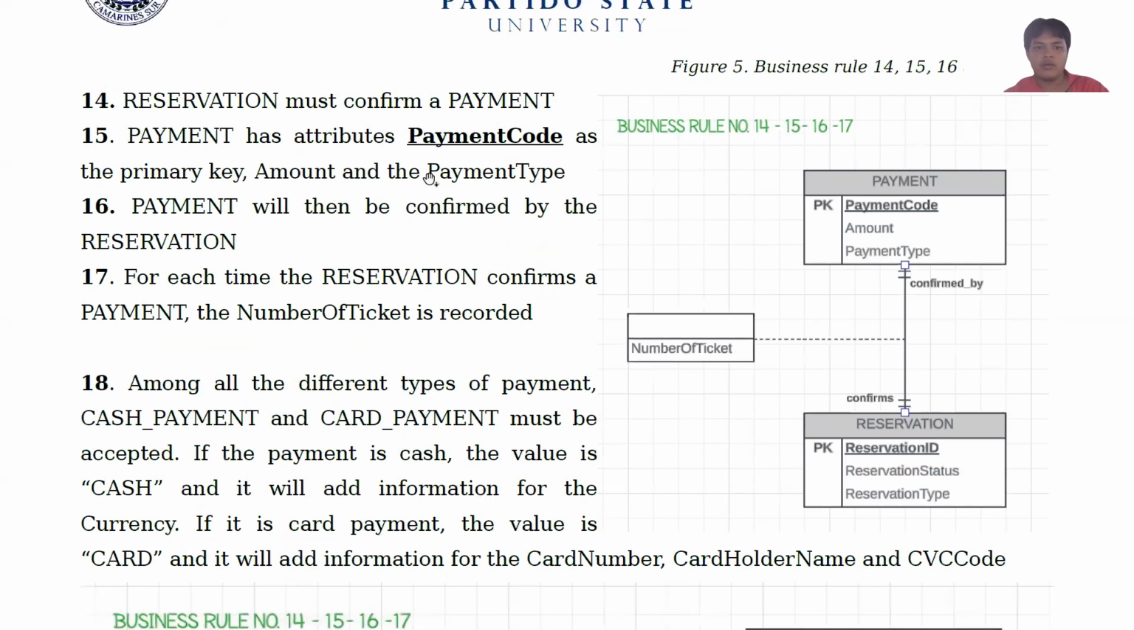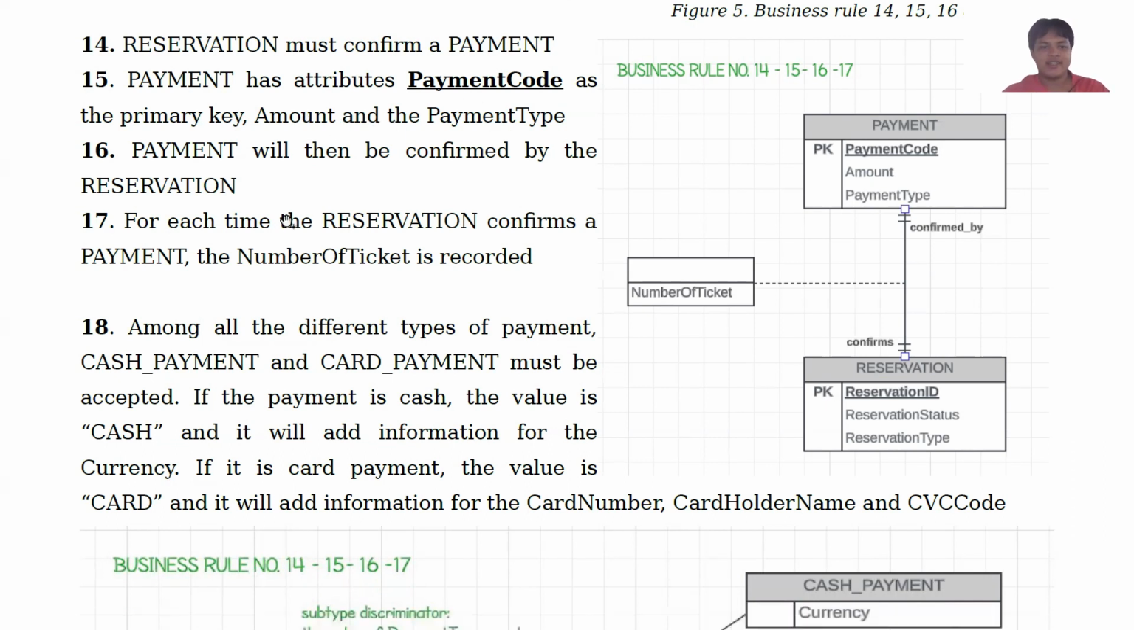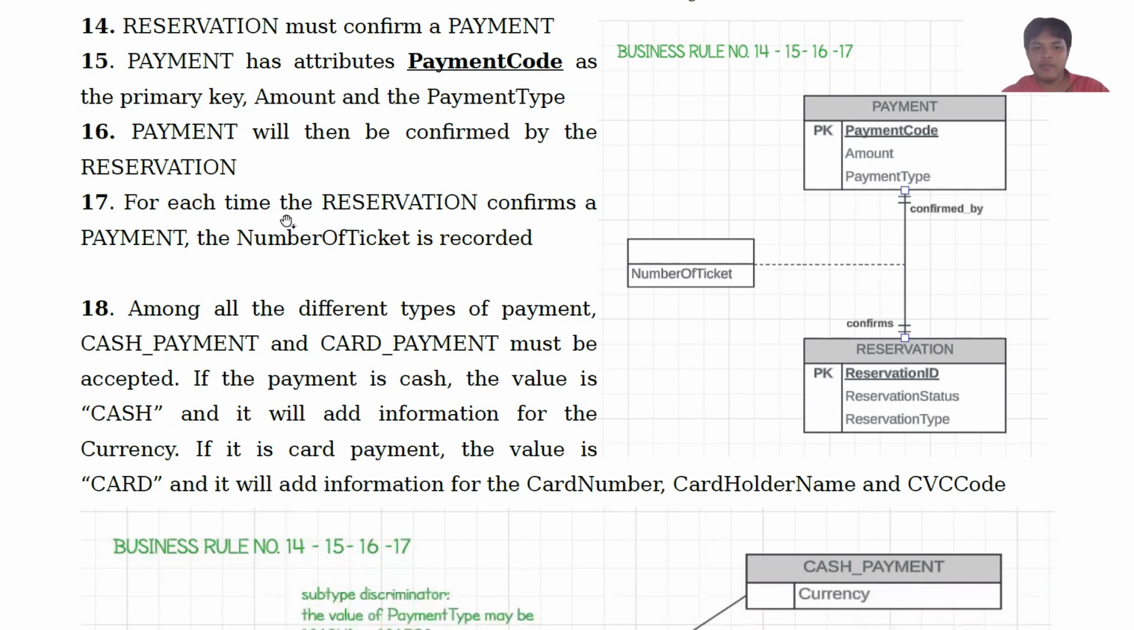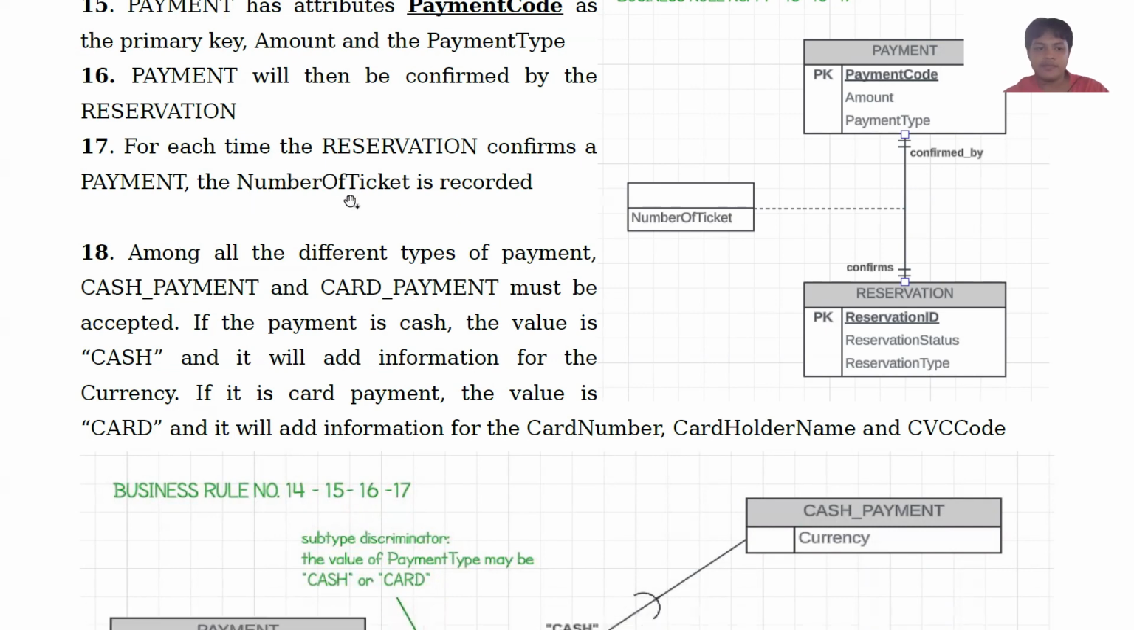Reservation must confirm a payment. Number 15, payment has attributes payment code as the primary key, amount, and the payment type. Number 16, payment will then be confirmed by the reservation. Number 17, for each time a reservation confirms a payment, the number of tickets is recorded.